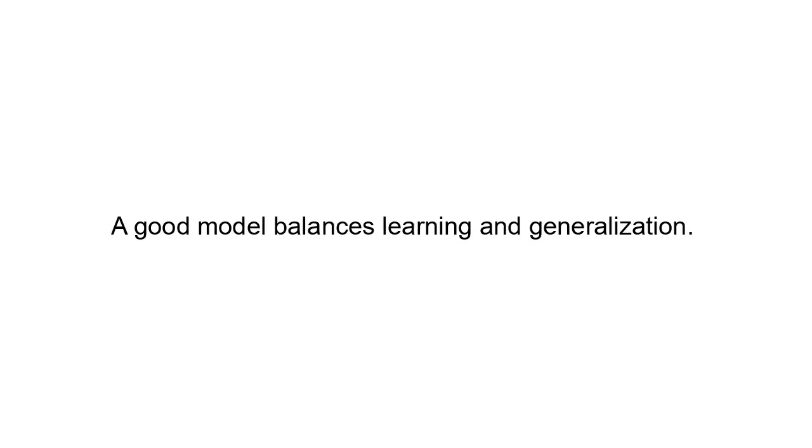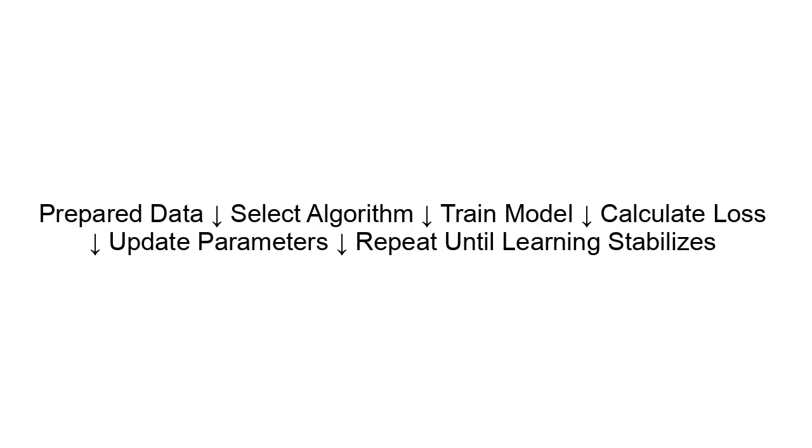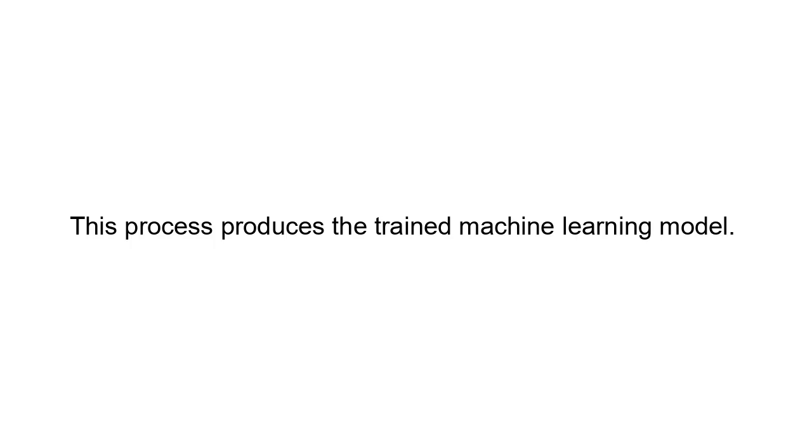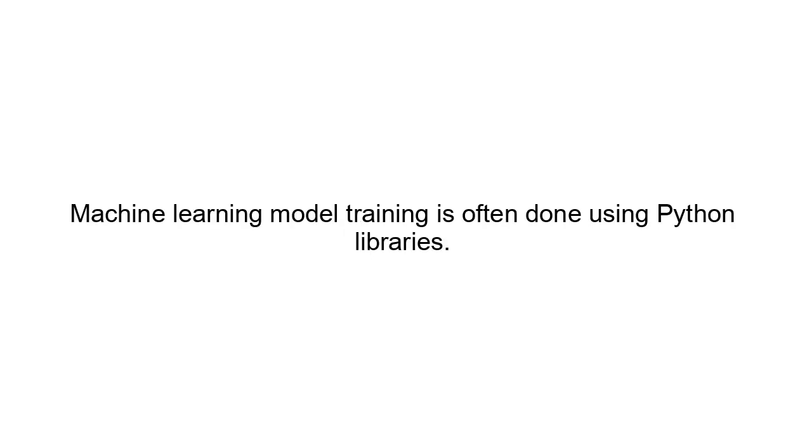Model training pipeline. A simplified training pipeline looks like this. Prepared data, then select algorithm, then train model, then calculate loss, then update parameters, then repeat until learning stabilizes. This process produces the trained machine learning model.